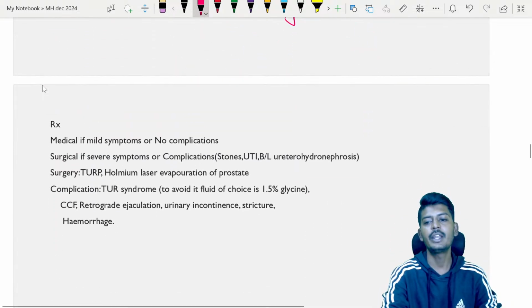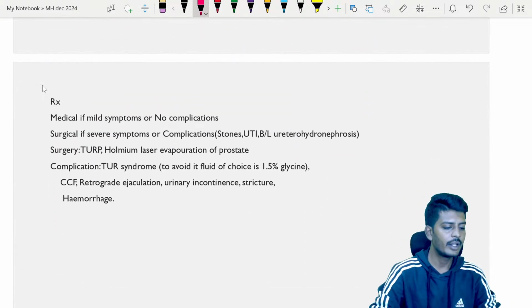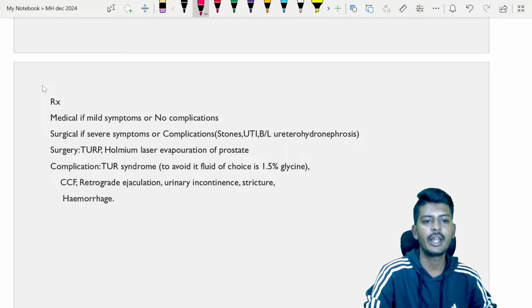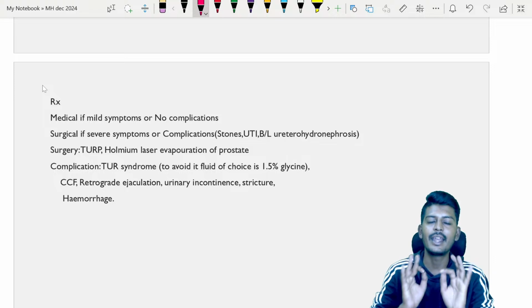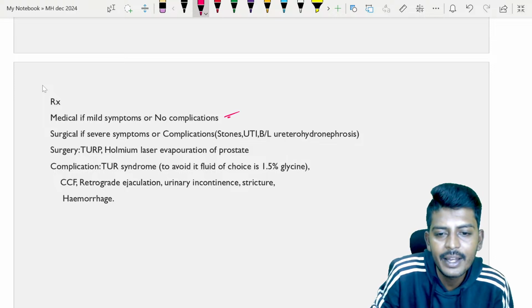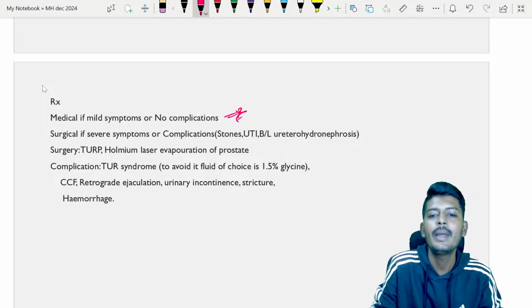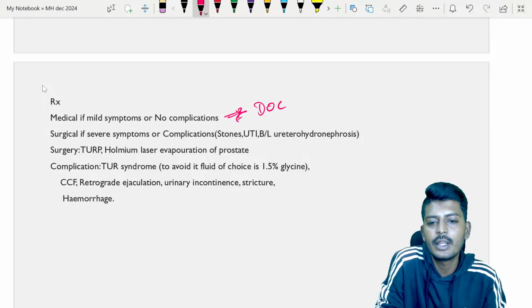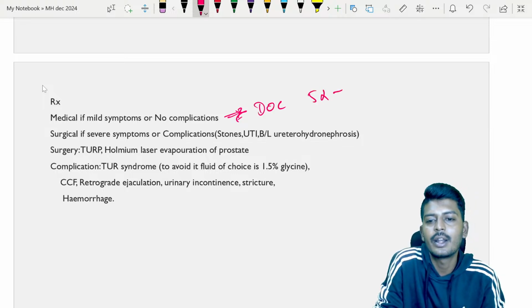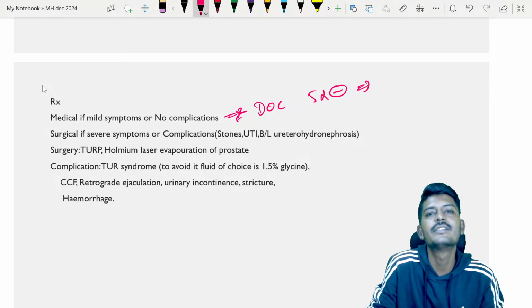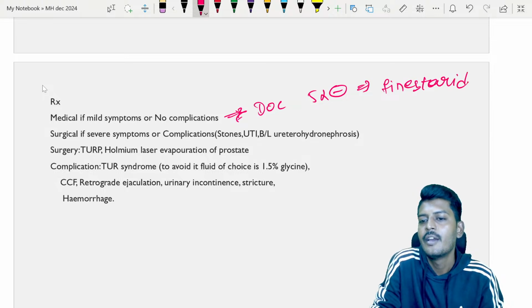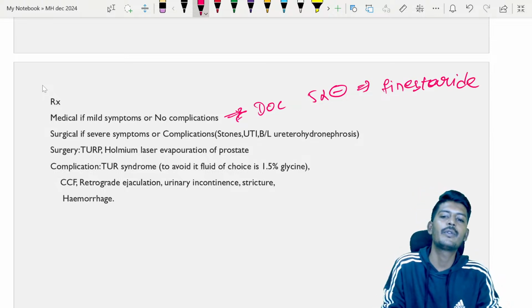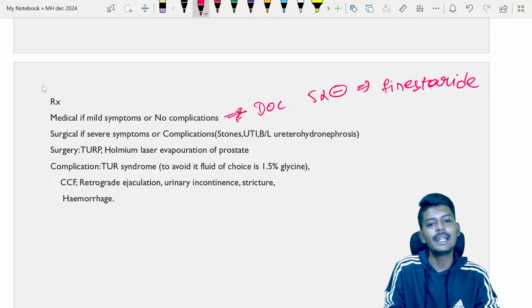So what is the treatment we are going to do? My dear students, if the symptoms are mild or there is no symptom, then medical management. What is the medical management for mild or no symptoms? The drug of choice is a 5-alpha reductase inhibitor, which is finasteride. Finasteride is used for the mild symptoms.